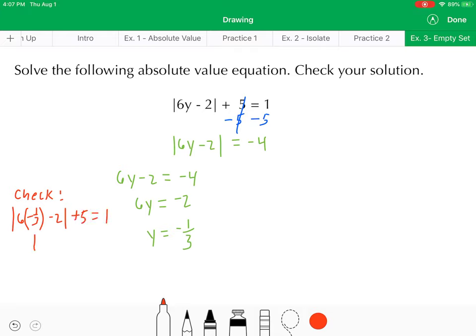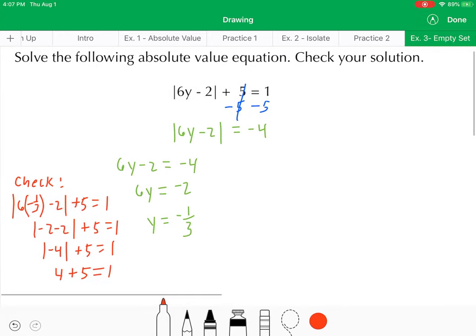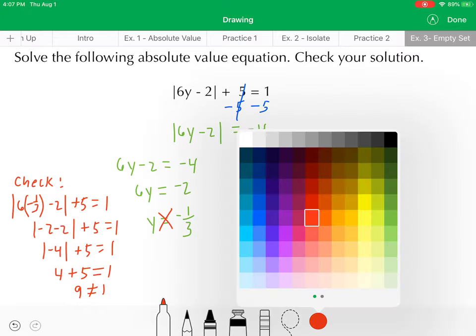So that's negative 2 minus 2 plus 5 equals 1. Absolute value of negative 4 plus 5 equals 1. 4 plus 5 equals 1. No, it doesn't. 9 doesn't equal 1. So what we have here is an extraneous solution. Okay? That doesn't work. Now let's try the negative case.